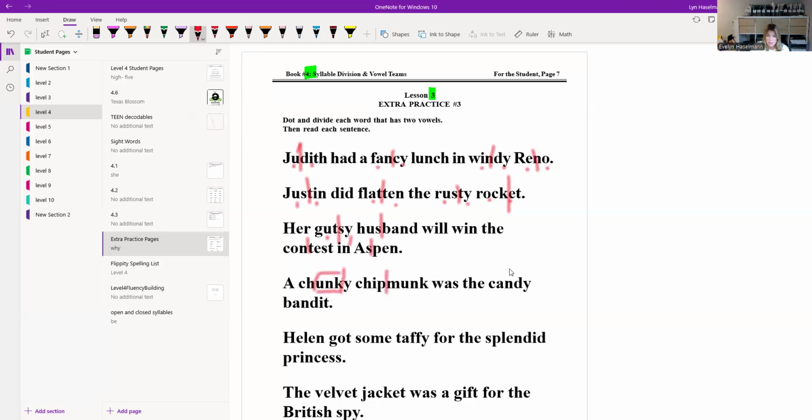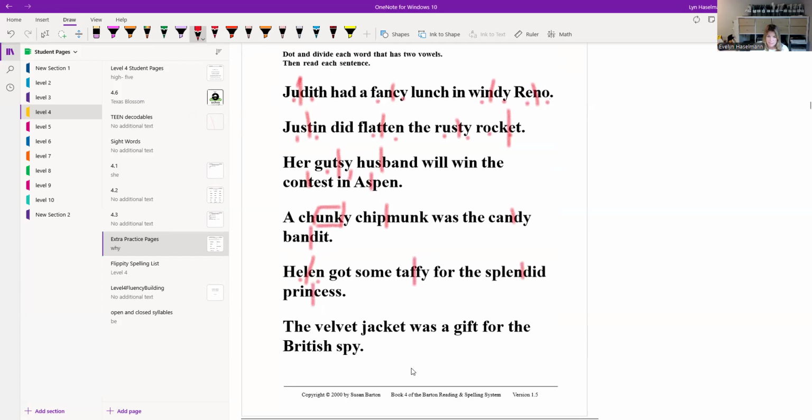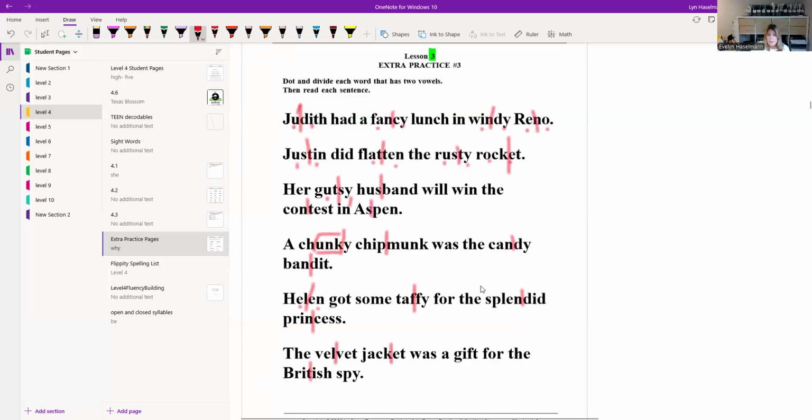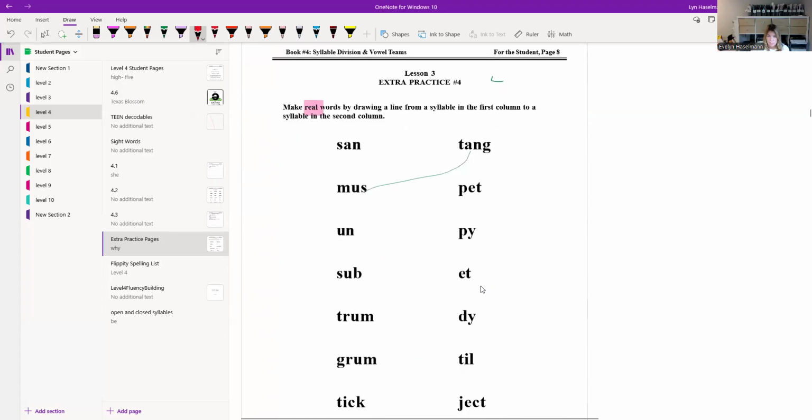Chunky, chipmunk, candy, bandit. Okay, now this is one that will go the other way. Her name is not going to be Helen. It's going to be Helen. Taffy, splendid, princess. Velvet, jacket. Again, a CK that's going to go the other way. British. Again, that's going to go the other way. That's like Helen. It's not a British spell. It's a British spell. Okay, so that's extra practice number 1 or number 3.